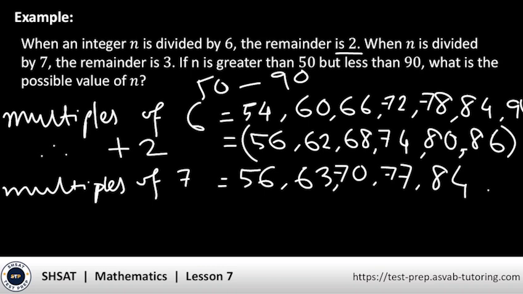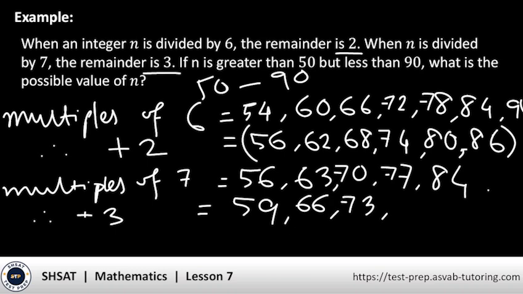And same thing with this, because it gives me a remainder of 3 here, so I'm going to do plus 3. So 56 plus 3 is 59, 66, 73, 80, and 87.